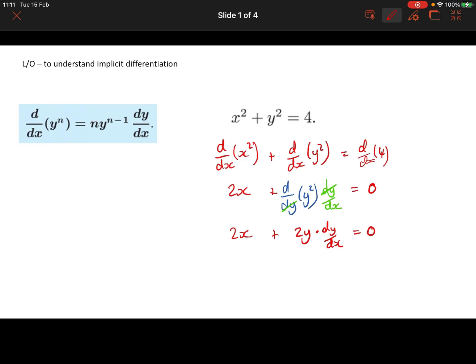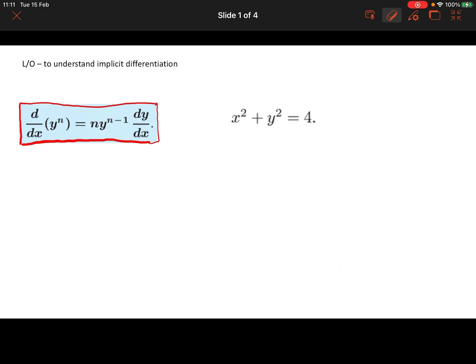And now what I can do is I can rearrange this function for dy dx, and you're going to get dy dx equals negative x over y. Okay, so there is the general rule for differentiating something that is not with respect to the variable that you're interested in. So differentiating y with respect to x. Now what I'm going to just convince you of here, well, this is actually what you've always been doing, you just perhaps didn't realise it.